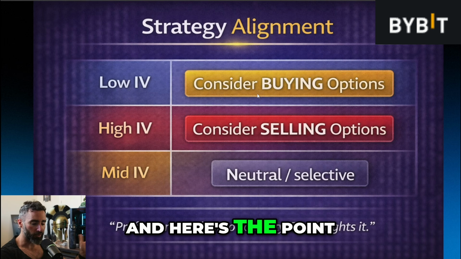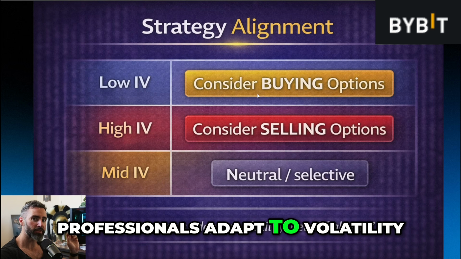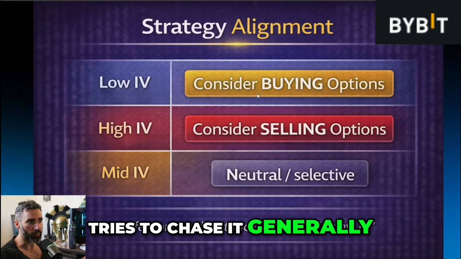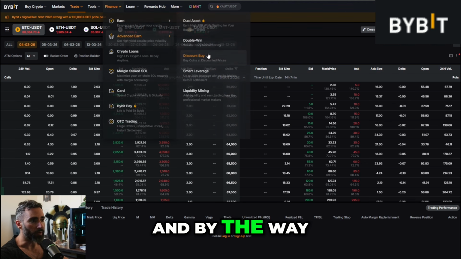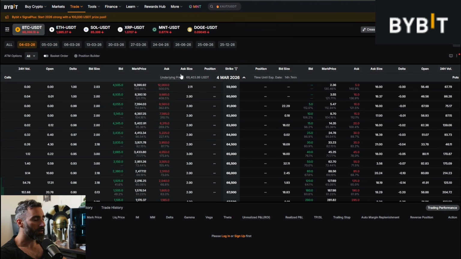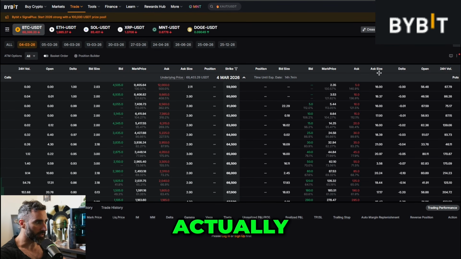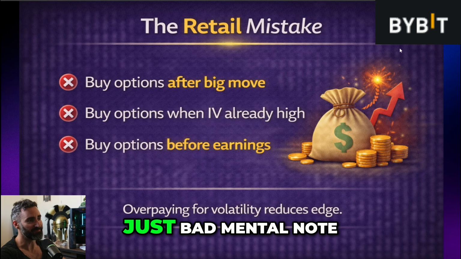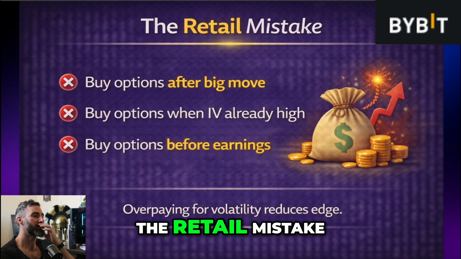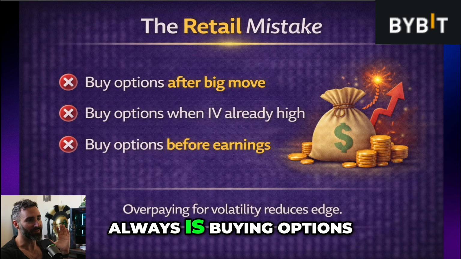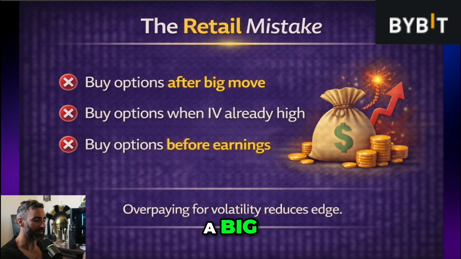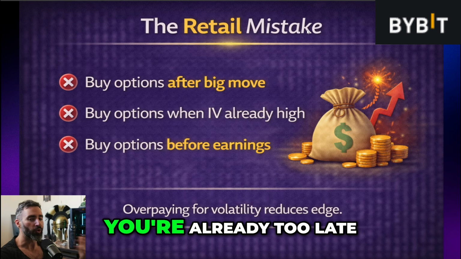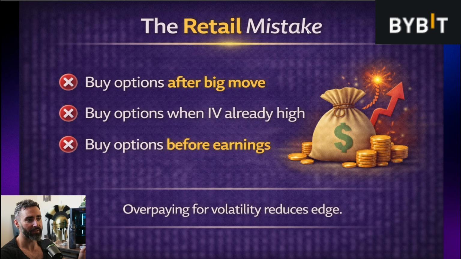So here's the thing, and here's the point that I want to hammer in. Professionals adapt to volatility. They adapt their strategies to volatility. Retail fights it and tries to chase it generally. Anyways, the retail mistake always is buying options after a big move, big news piece drops, big earnings report, big whatever, big event. You're already too late. Okay. You're already too late.